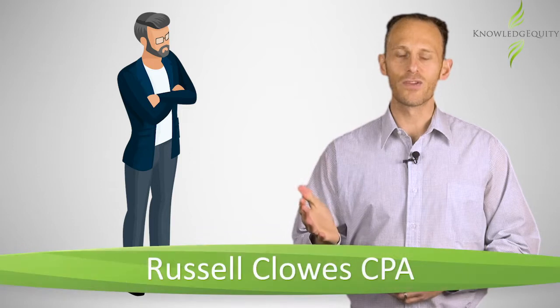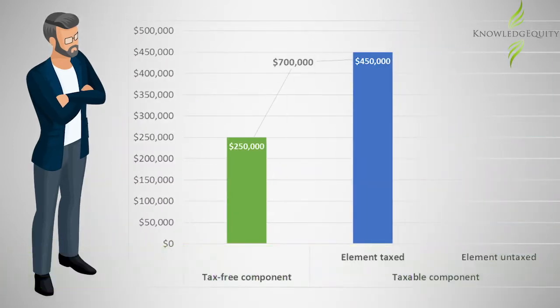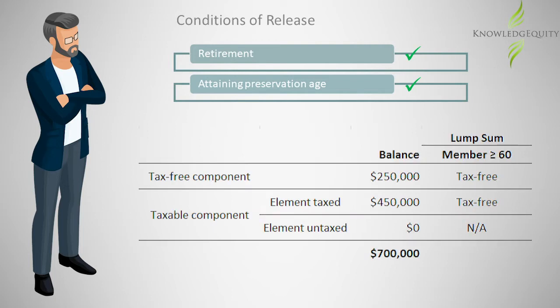David is age 63 and retired. His superannuation fund has a tax-free component and a taxable component, with the taxable component being element taxed. He has met the conditions of release and withdraws a lump sum from his superannuation fund. Given the type of benefit, his fund's tax status and his age, David's lump sum withdrawal is completely tax-free.